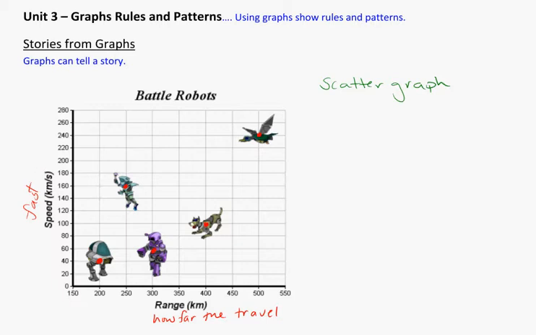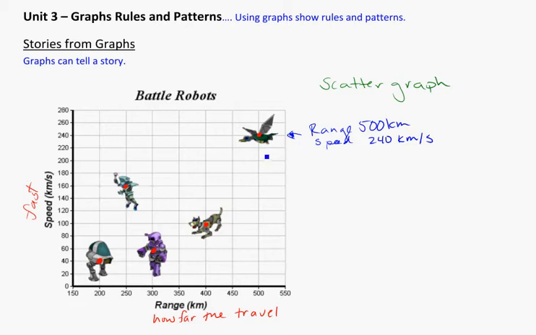So I might want to ask, what do we know about the bird robot compared to everybody else? How far can it travel? Well, if we go out along this axis, we notice that it can travel 500 kilometers. So its range is 500 kilometers. And the speed with which it can travel is 240 kilometers per second. That's super fast. So the speed is 240 kilometers per second. And that is of just the little bird robot here.